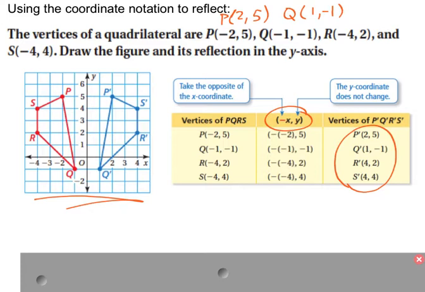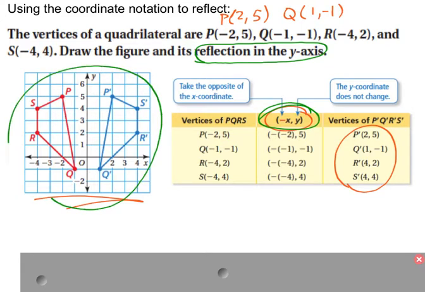Now on this page are all 3 of the representations that you need to be familiar with. You need to know the verbal description. This is a reflection in the y-axis. You need to know the coordinate rule. (x, y) is going to become (opposite x, y). You need to understand the picture that goes with those as well.